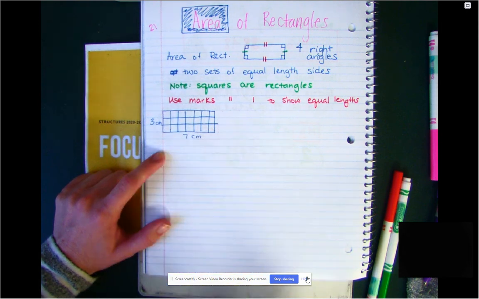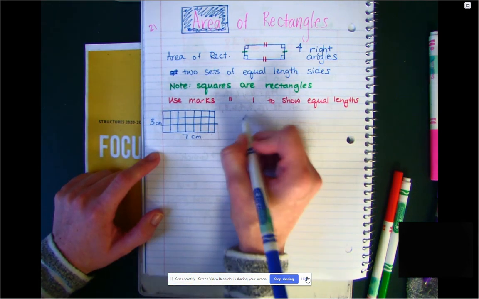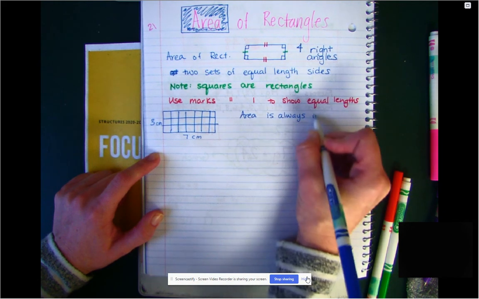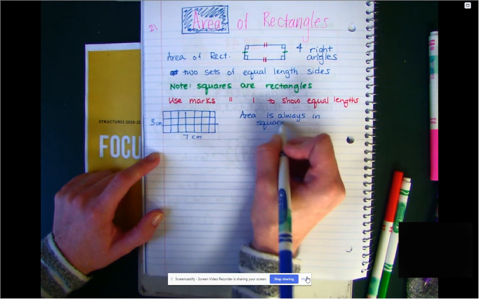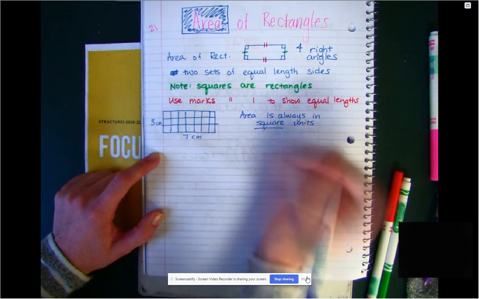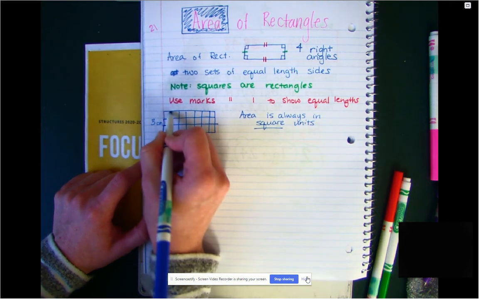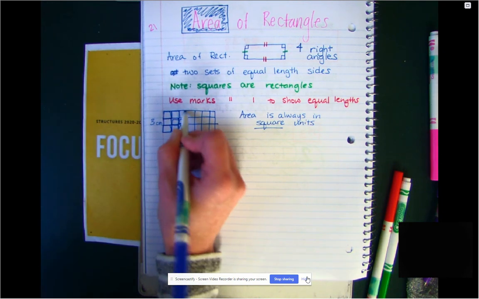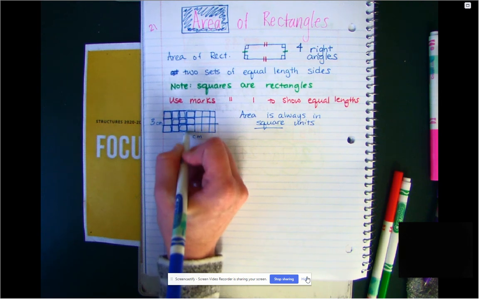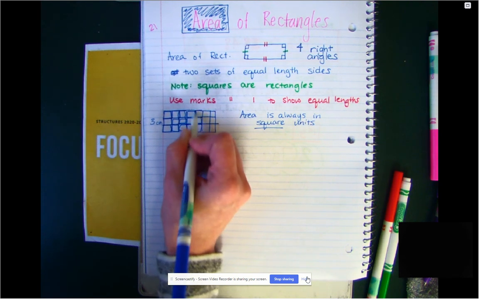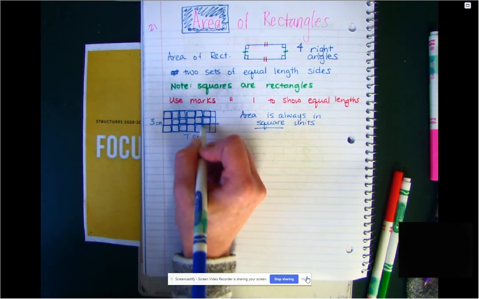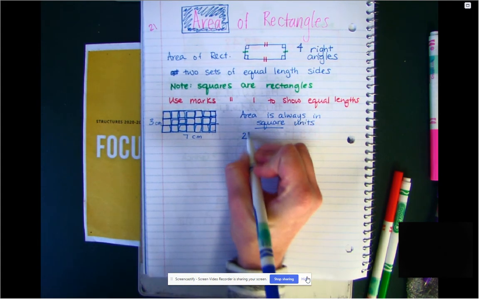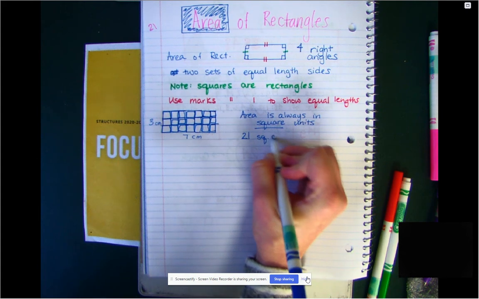Well, if I were to count the square centimeters in there, because area is in square units, I would have 1, 2, 3, 4, 5. You can probably see where this is going. 6, 7, 8, 9, 10, 11, 12, 13, 14, 15, 16, 17, 18, 19, 20, 21 square centimeters, which we abbreviate as cm squared.